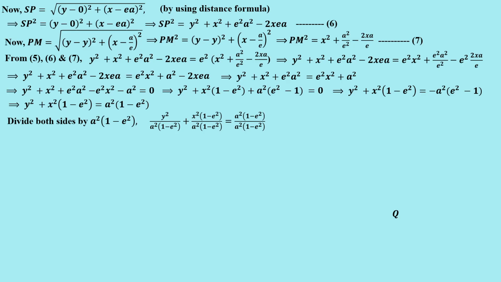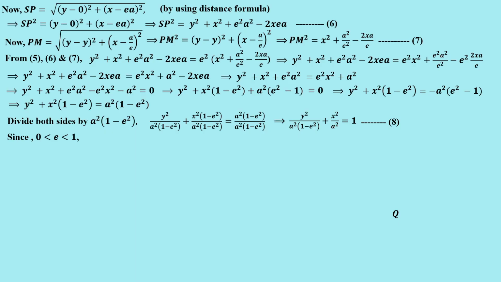So y square by a square into 1 minus e square plus x square into 1 minus e square by a square into 1 minus e square, which is equal to a square into 1 minus e square by a square into 1 minus e square. So y square by a square into 1 minus e square plus x square by a square equal to 1. So this is equation number 8.